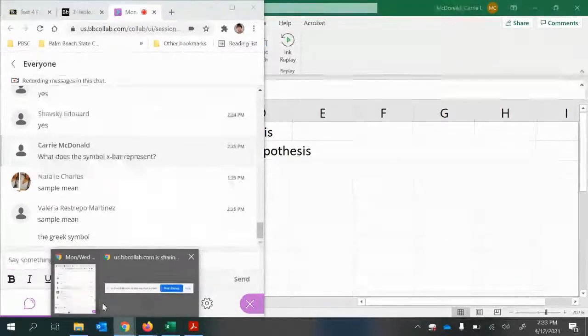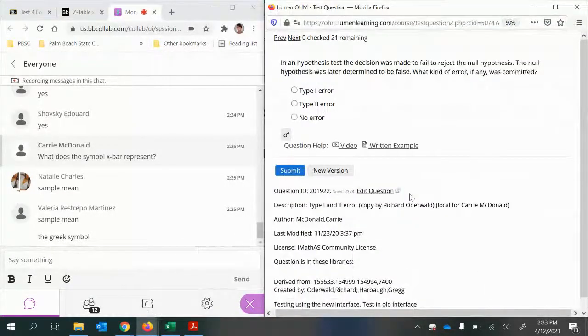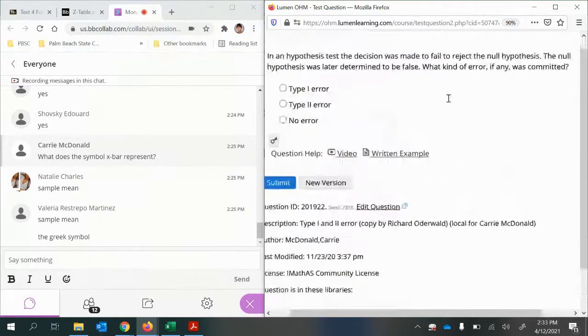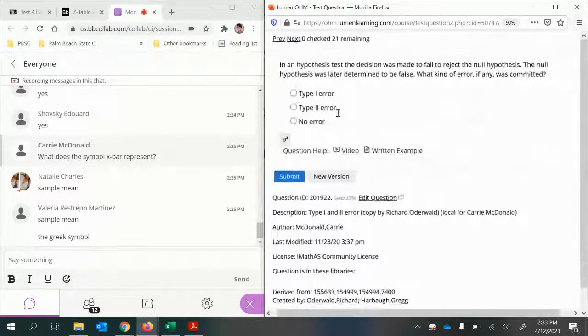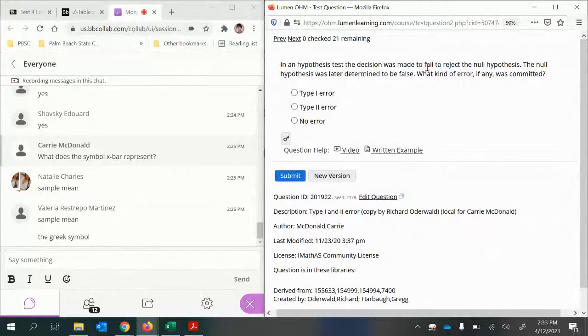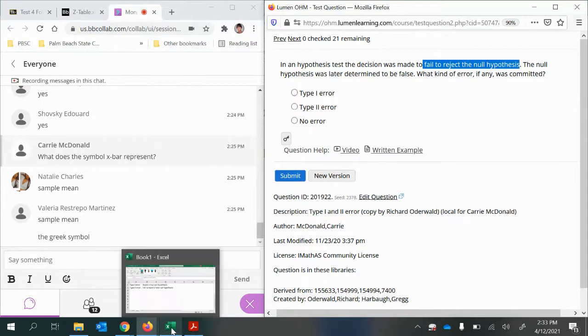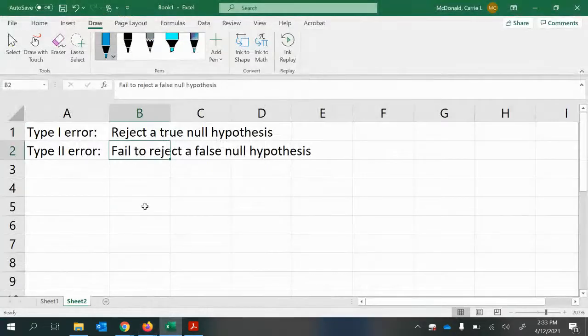All right, so type 1 error, let's go back to this problem. Now that we've talked about what a type 1 error is and what a type 2 error is, let's read this again. It says, the decision was made to fail to reject the null hypothesis. All right, so being that the decision was to fail to reject the null hypothesis, the only type of error this could be is the second one, which involves not rejecting a false null hypothesis that really should have been rejected, right? So this could be a type 2 error, and let's see.